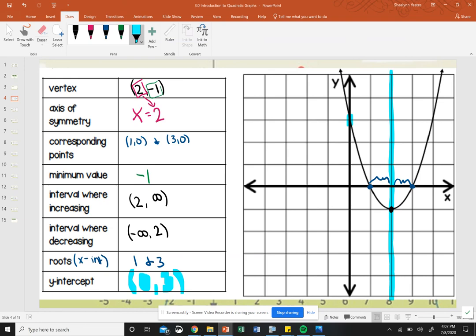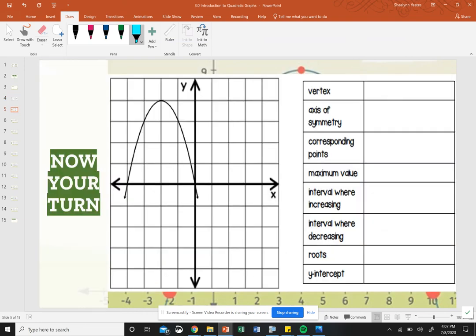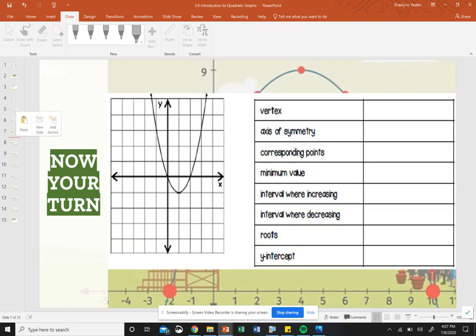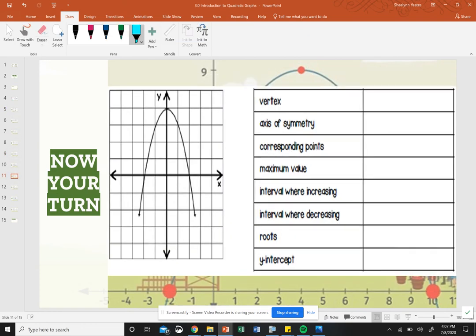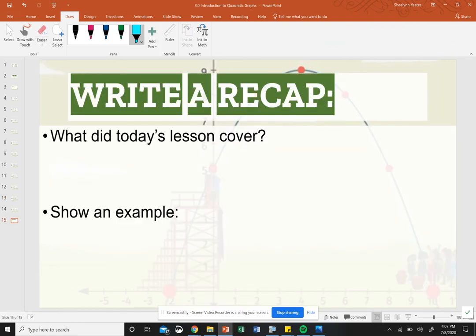Okay. So now, basically, I want you to do that again. Here, and then here, and then here, and then here, and then here. You guys have got this. That's all you're doing today. It's like identifying those same features in all of those graphs. Just write a quick recap at the end, and then you're done.